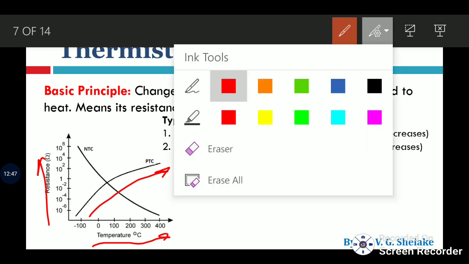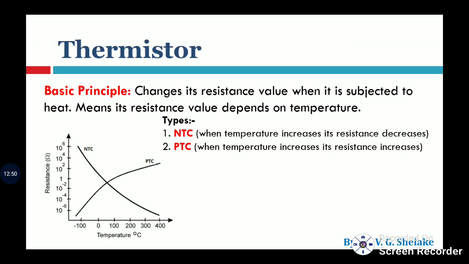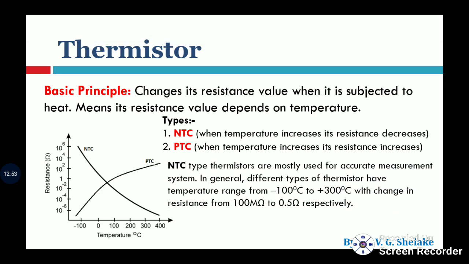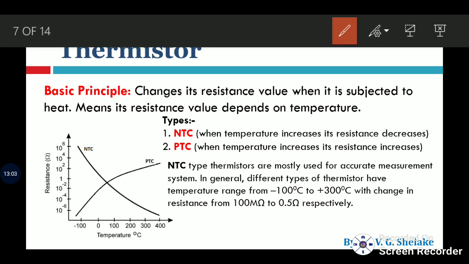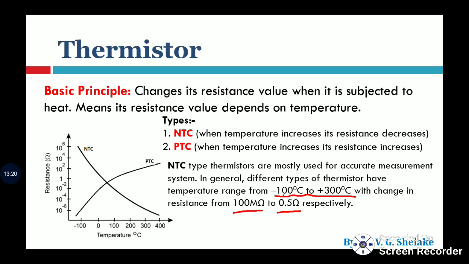Generally, negative temperature coefficient thermistors are used for accurate measurement. Different types of thermistors have different temperature ranges. For example, minus 100 degrees Celsius to plus 300 degrees Celsius, with a change in resistance from 100 megaohm to 0.5 ohm respectively. So this type of NTC thermistor is maximally used for the accurate measurement of temperature.